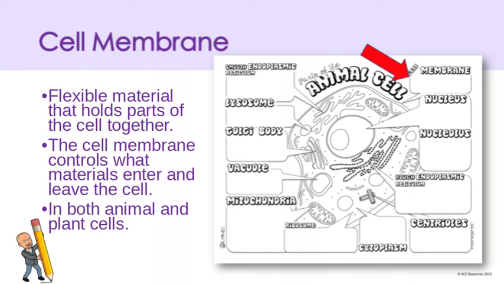So if it has waste it needs to allow out, it will, but then it can also protect the cell from things coming into it that shouldn't be there. And this is in both plants and animals. So if you're writing on the printouts, you're putting this on both pages. If you are writing just in your notebook, then you just want to put both plant and animals as one of your bullet points.